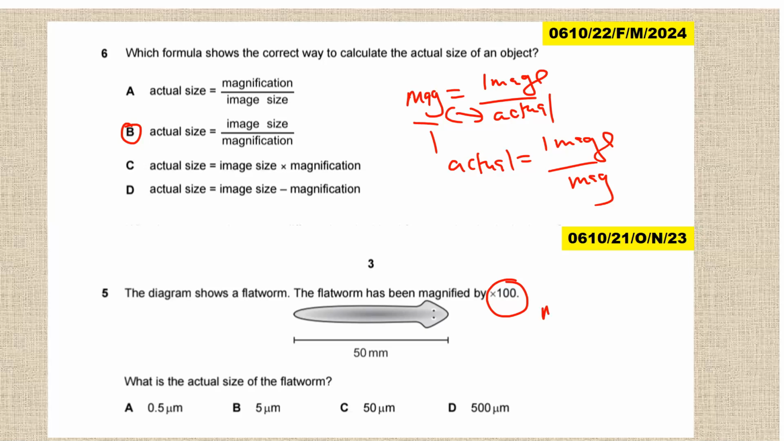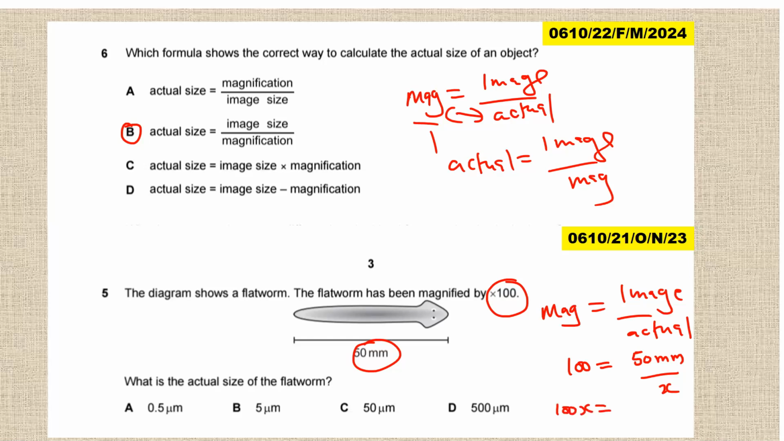Now, when they ask you the actual length, magnification has three things: image size and actual. If you are finding actual, magnification is given as 100. Then, what is the image size? That is 50 millimeters, as you can see from here. Then divide by x. Cross multiply to get 100x equals 50, not 500. Divide by 100, and you're going to find x is equal to 0.5.